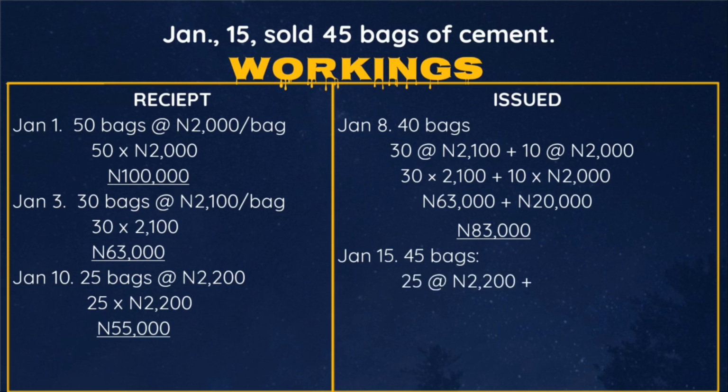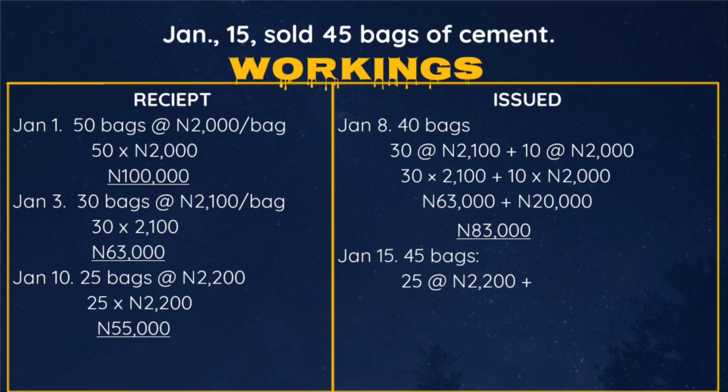So it's going to be 25 bags of cement at 2,200 naira. Now they want to supply 45 bags. They only have 25 bags. It means we have 20 bags left to complete 45. So the one that came before that, which is January 3rd, 30 bags of cement, they have already supplied that one out. So they move on to the next one, which is January 1st. On January 1st, only 10 bags of cement were supplied out, which means they still have 40 bags of cement left from the one received on January 1st.